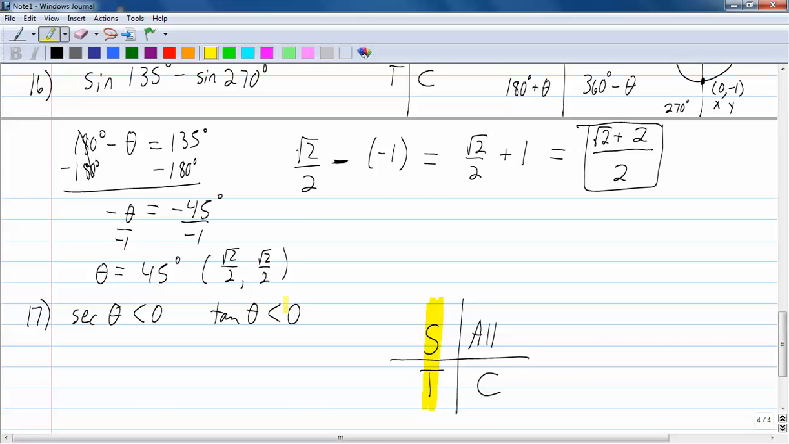Where is tangent negative or less than 0? Tangent is negative in the second and fourth. So which quadrant does that overlap? The second. That means theta is in the second quadrant.